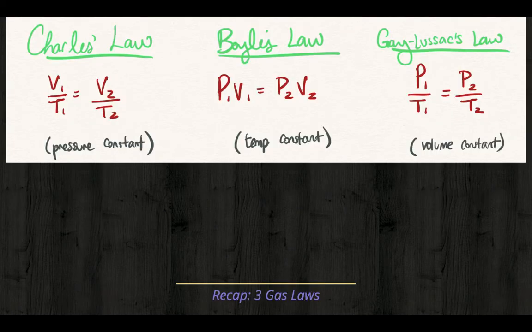So as a recap, we have these three gas laws: Charles's law, Boyle's law, Gay-Lussac's law. All of them relate two of these three variables, and the third one has to be kept constant. If the third one's not constant, then you can't use these formulas.